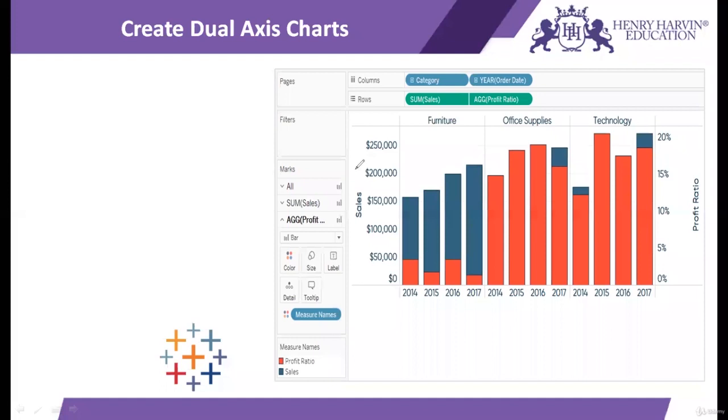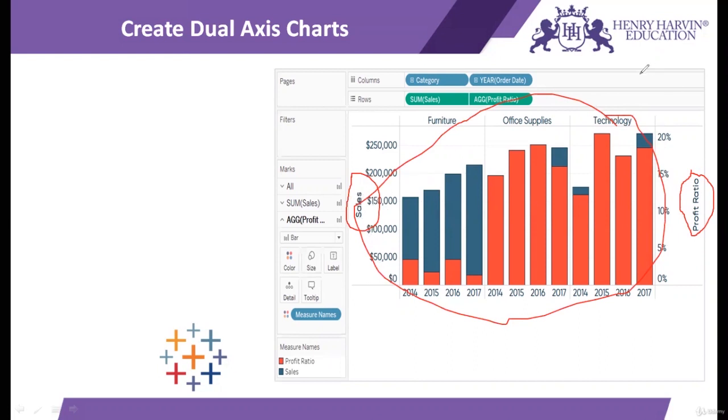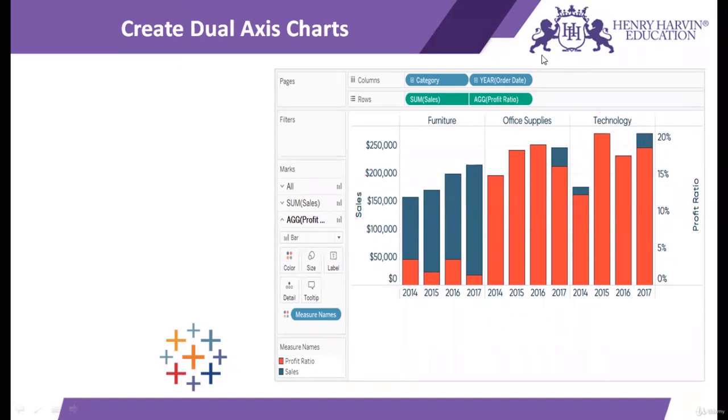This left scale is showing me sales, whereas this right scale is showing me profit ratio. So on a single graph I see both the measures, sales and profit ratio, simultaneously, and each one has a separate axis. Such kinds of charts are known as dual axis charts. These charts are very useful in case you want to show the end user, the C-level executive or your clients how the data points are differing at various continuous variables or at various measures.